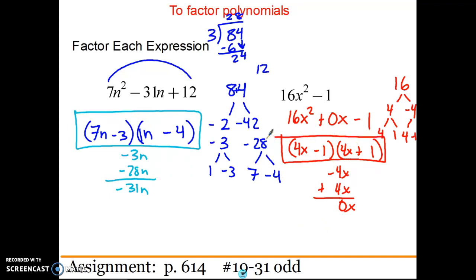Don't worry about this assignment unless you want extra practice. If you have your math textbook at home, your Algebra 1 book, you can practice by going to page 614 and doing these numbers 19 through 31 odd. The answers of the odd ones are in the back of the book. If you're studying for a test or a quiz, this would be great practice for you to prepare.